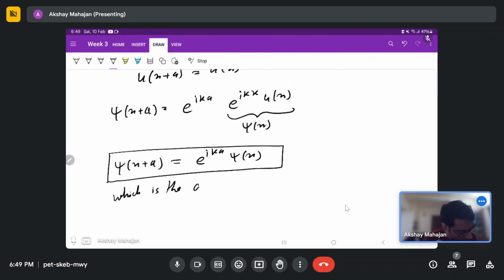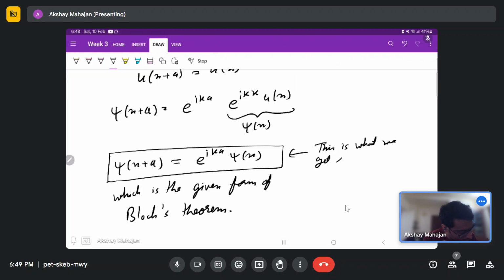This is the given form of Bloch's theorem. This is what we get from Bloch's theorem.